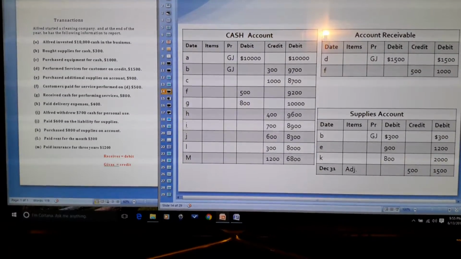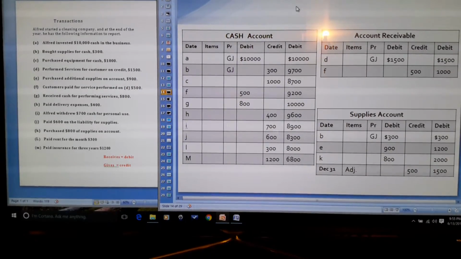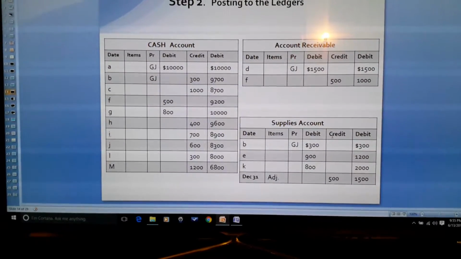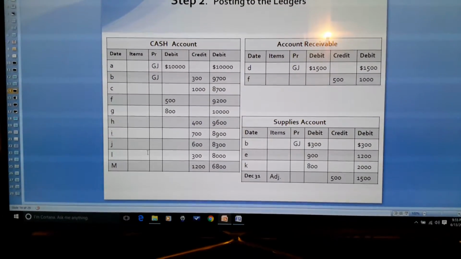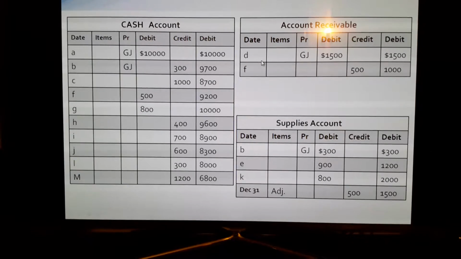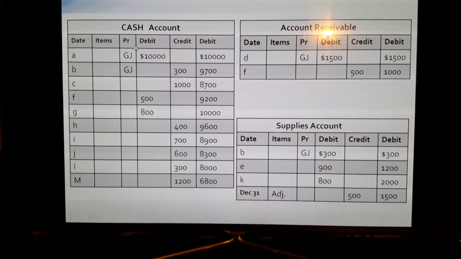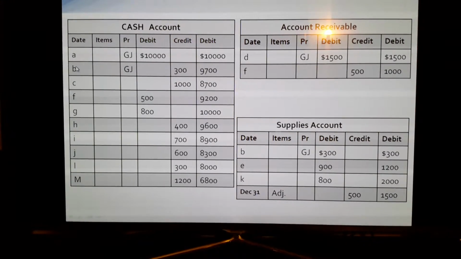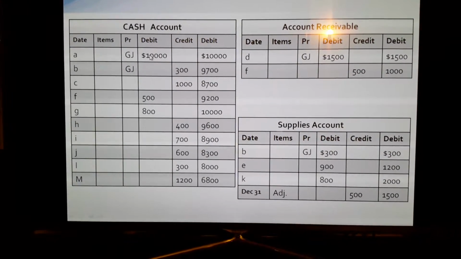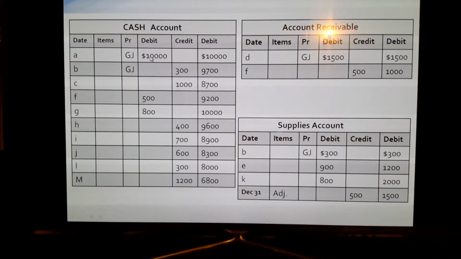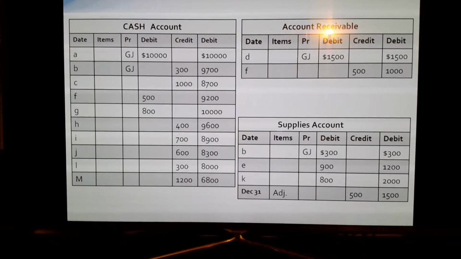Okay, so now we go to our second step, which is posting to the general ledger. This is posting to the general ledger. Okay, so let me make this bigger for you so that we see everything here. So this is just a collection of all the transactions that we journalized. Okay, so this is telling me that this was started business. If you go through my first slides, you will see the effects of this.